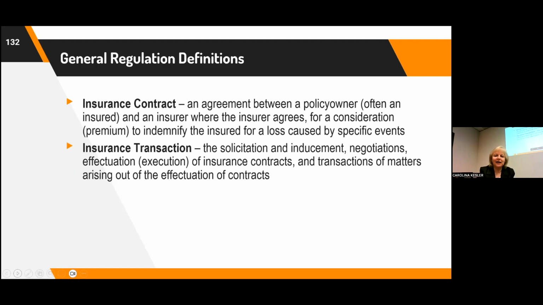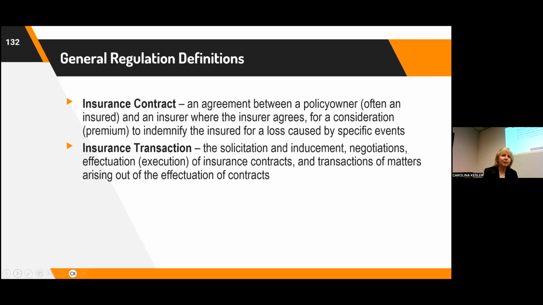Insurance transaction, that's the solicitation, inducement, negotiations, effectuation, or execution of insurance contracts and transactions of matters arising out of the effectuation of contracts. If you are transacting insurance without a license, you are breaking the law. So you're not allowed to go ask people if they want to buy life insurance right now, right? You can let your upline do that, but you could sure ask them, you know, if they give you an hour of their time to help you get trained for your business, right? You can always do that.